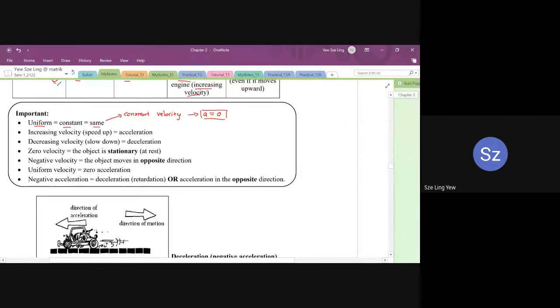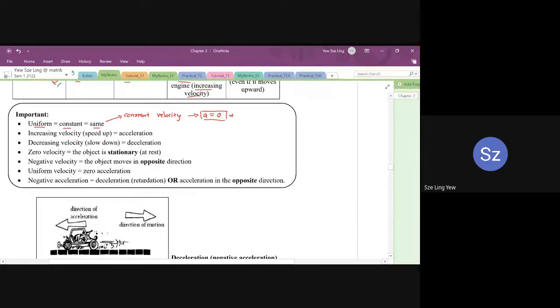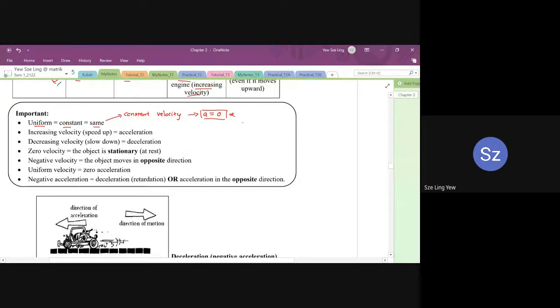Question won't tell you, oh, now you have a equals 0 and your object is moving with constant velocity. No, it won't happen. It will just tell you, now a car is moving with constant velocity, and then what happened? It won't tell you a equals 0. So this is what I call hidden information based on the keywords given.